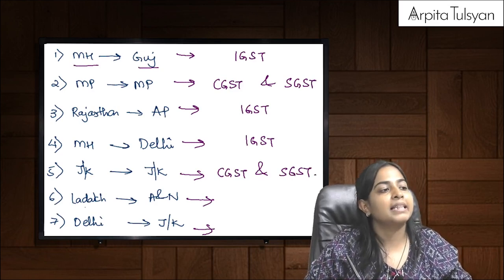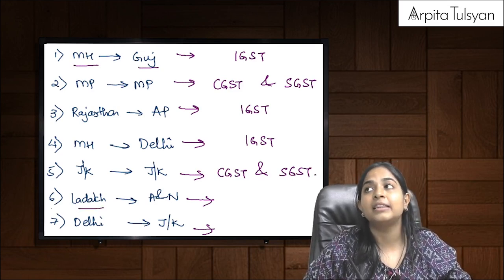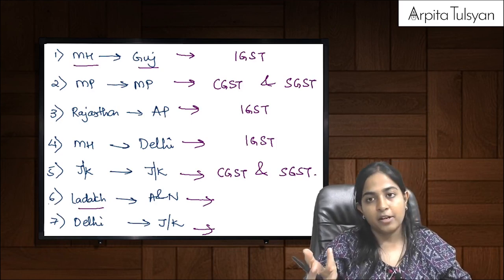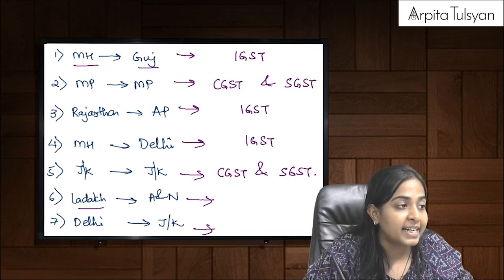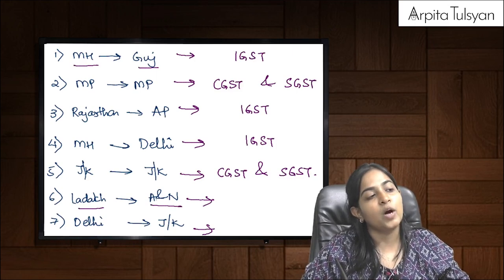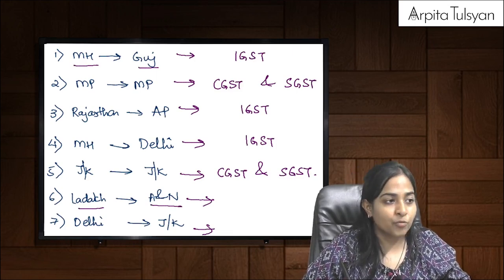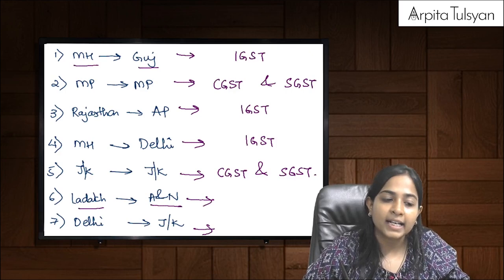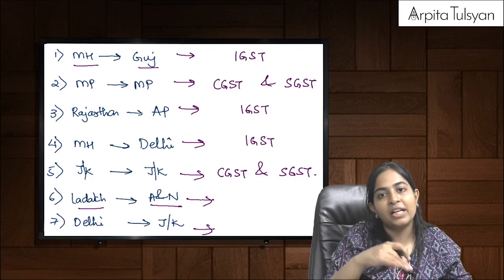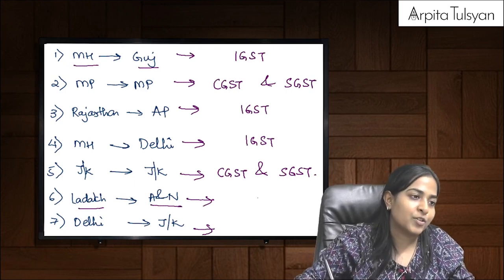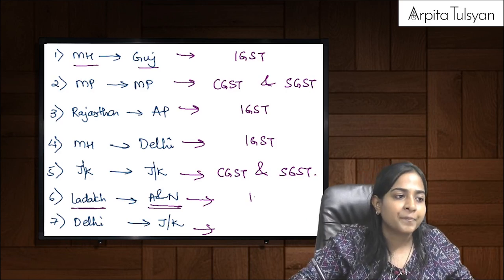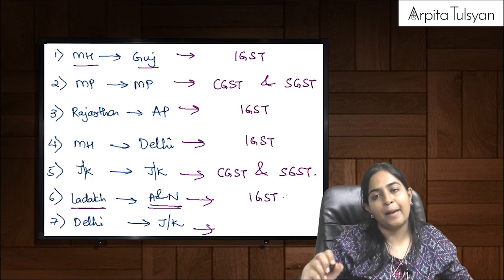Right? Ladakh. Ladakh was a union territory with no state legislature. Means UTGST should come. But it is giving to Andaman and Nicobar, means one union territory giving it to another union territory. UTGST will be applicable only if it is within the same union territory. So here, can we say this will be considered as one state to another state? So, IGST will be applicable.